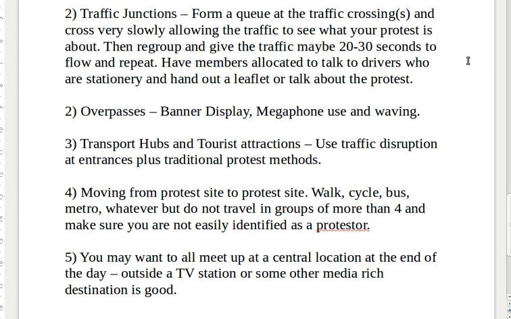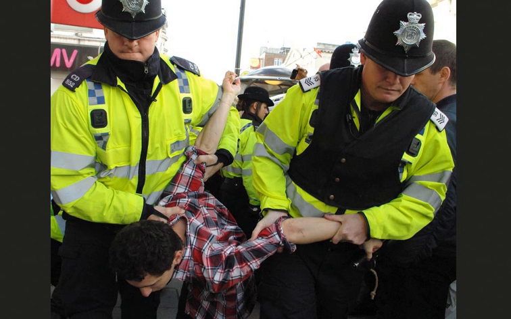Finally, at the end of the day, you may all want to meet up at a central location, outside a TV station, newspaper office or some other media-rich destination, and this is where photo opportunities can occur, interviews with the person who's leading the protest and all the rest of it. And there is very little chance by that time that the police will arrive in any time to do anything about it, because they're going to be scattered all over the place.